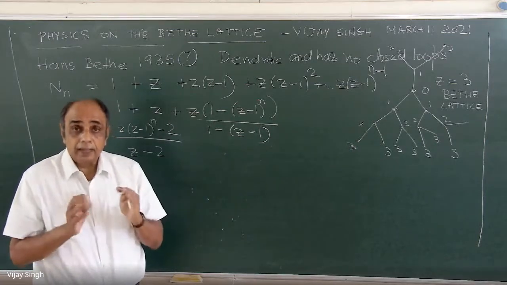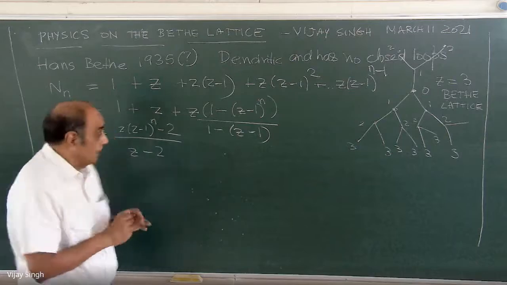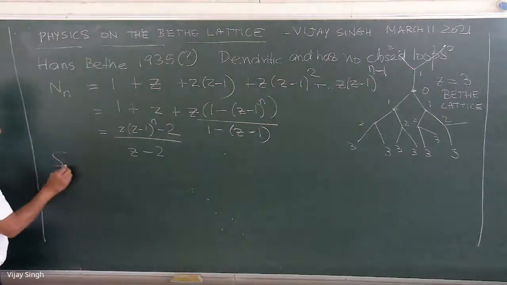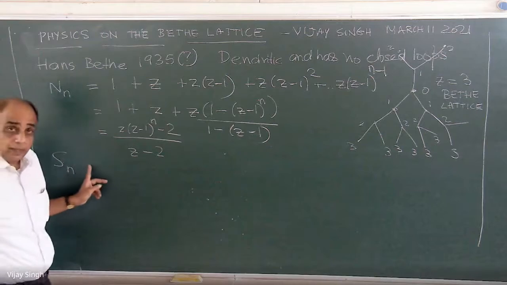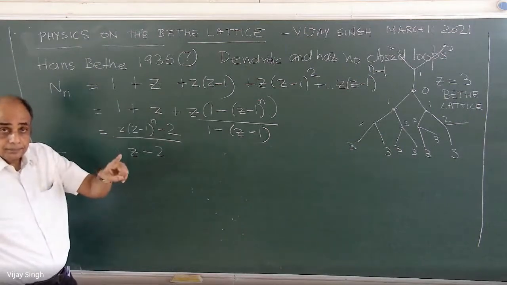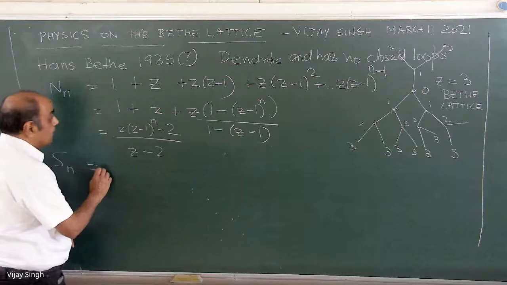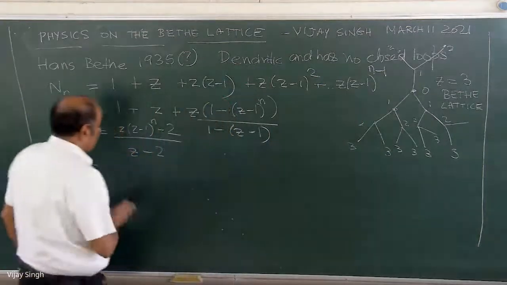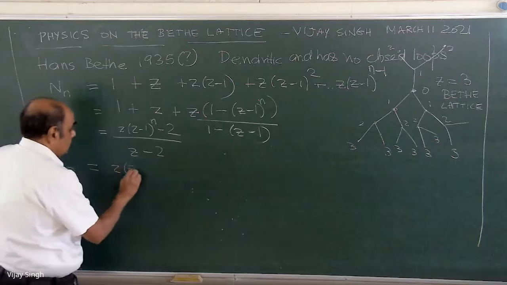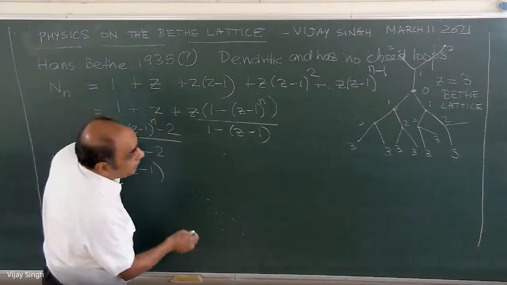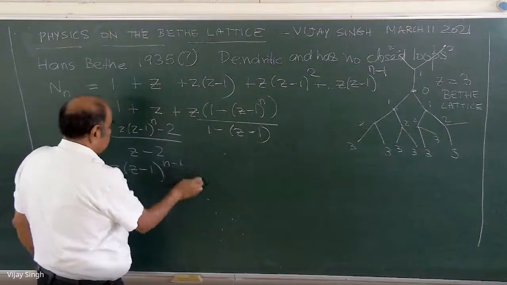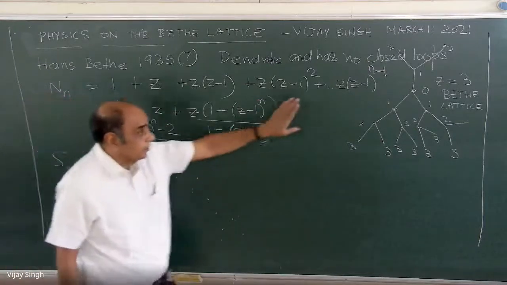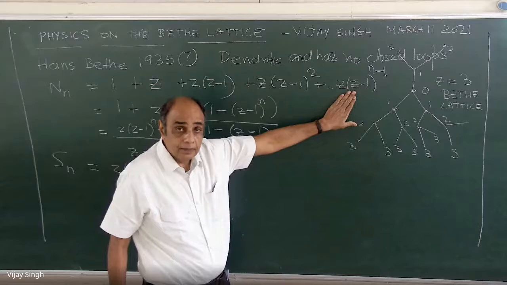How many surface atoms? Supposing I denote my S of n as the number of atoms on the surface. So this is simply, I would say, how much? This particular one is the last count, z into (z minus 1) to the power n minus 1. That's just the last entry over here for this first line.